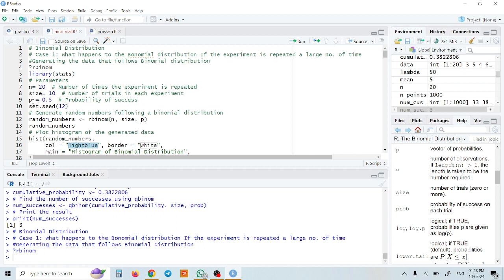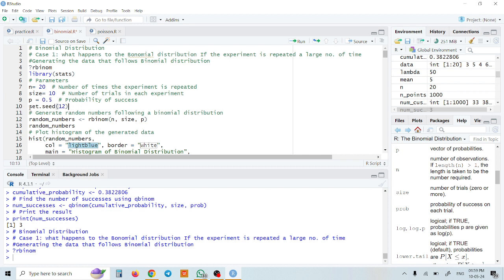And what is the probability of success? Here we are assuming it is 50-50, 0.5. There are equal chances of getting failure or success in each trial. So it is fixed in each trial, that is 0.5. Now since we are randomly generating the data using rbinom, we are using the set.seed function.